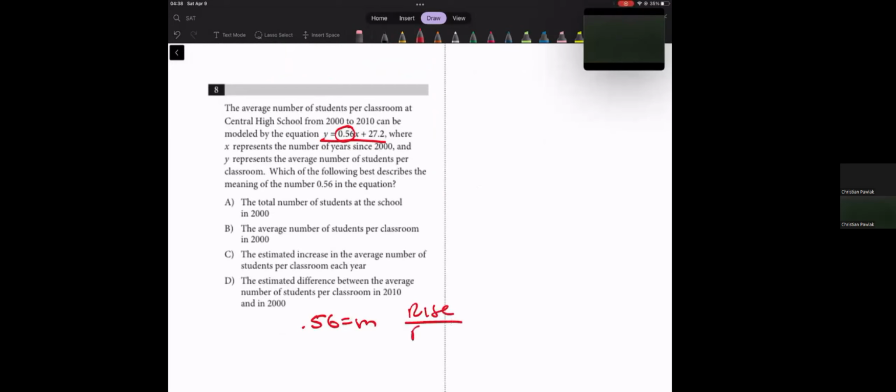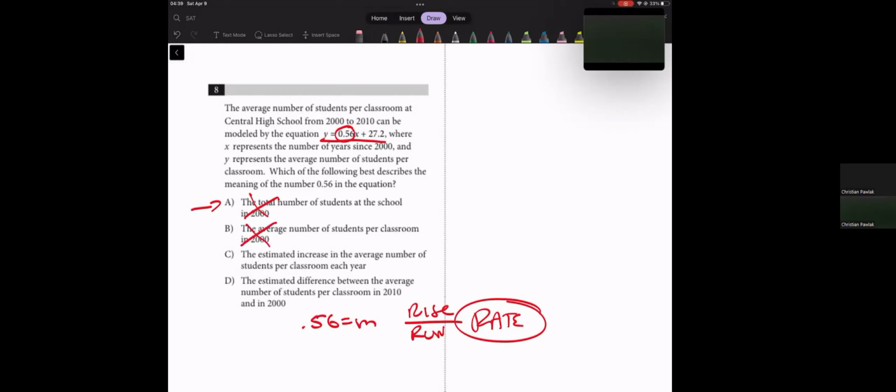So I'm looking for something that talks about keywords like rate. Rate means slope. And since X is the year, what I'm basically doing is multiplying 0.56 by the year, and that'll tell me how much it goes up by, right? So if I read through them, A, the total number of students in the high school is 2,000. That doesn't even talk about 0.56. I don't understand that one. The average number of students is 2,000. Again, that really does not make any sense because it's just the year 2000.